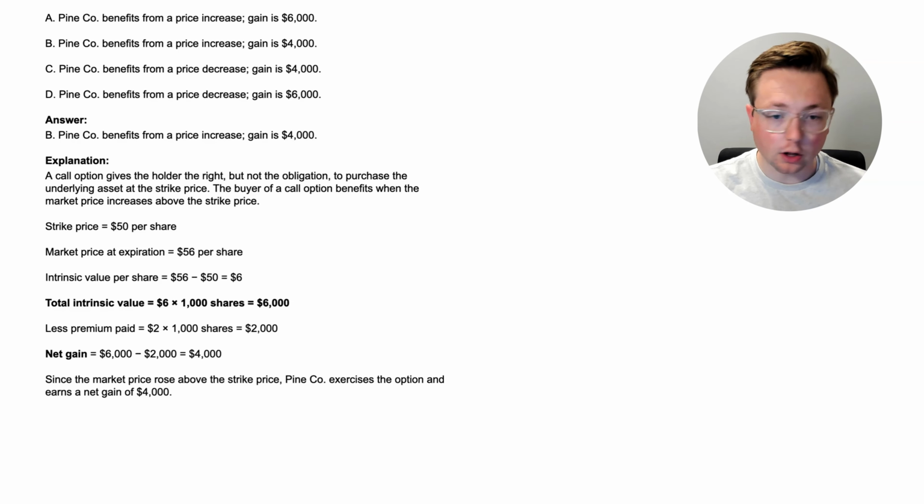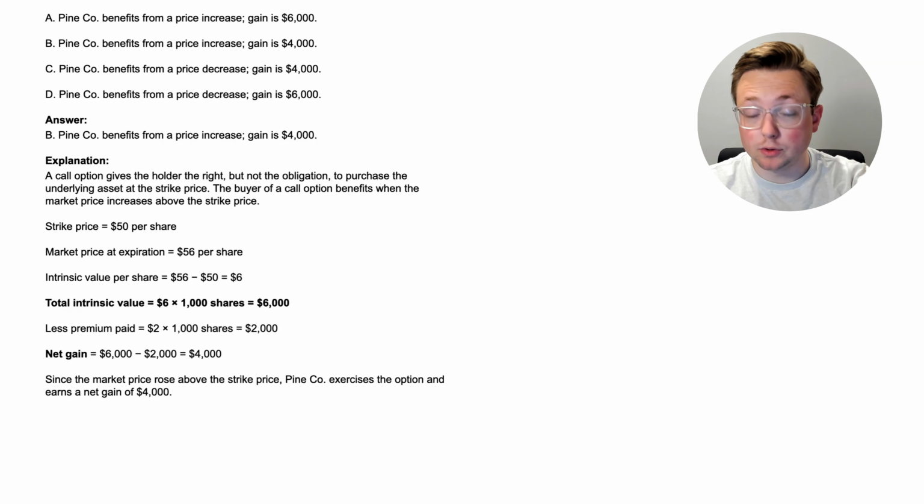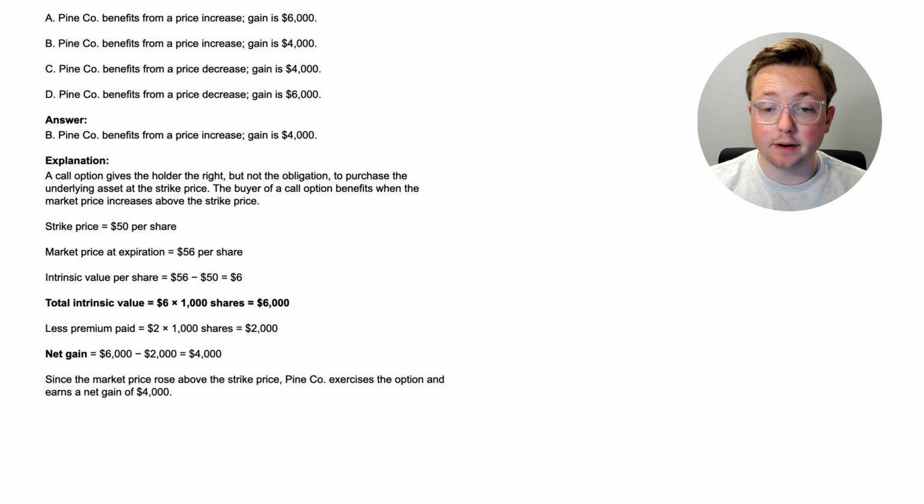We're going to talk about call options, and hopefully you'll understand how they work right after this. A call option gives the holder the right, but not the obligation, to purchase the underlying asset at the strike price. So basically they're saying, hey, we'll pay you this premium to be able to buy the stock at a very specific price. The reason they would do this is because they want to buy it just in case the stock price goes up. The buyer of a call option benefits when the market price increases above the strike price. Let's go through this and you'll understand that.